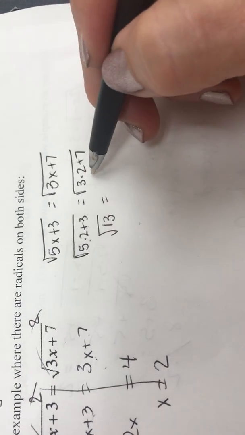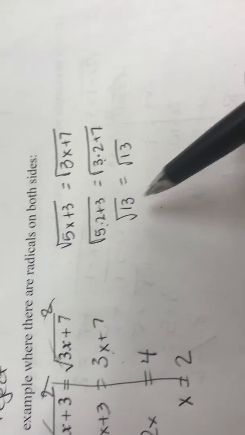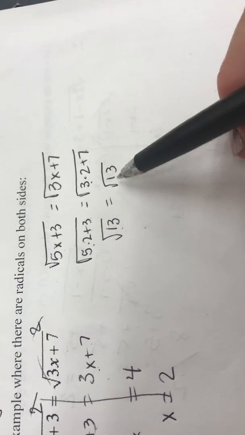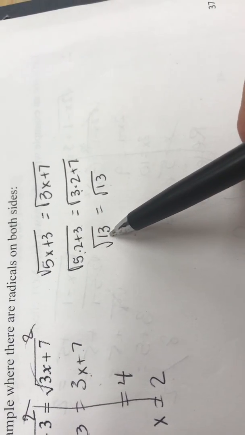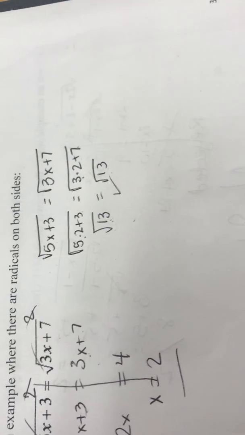I'm not going to go further. And this is 6 plus 7, which is also 13 as a square root. Here we have the reflexive property. Rad 13 equals rad 13. That checks. There's my answer. Good. Okay.